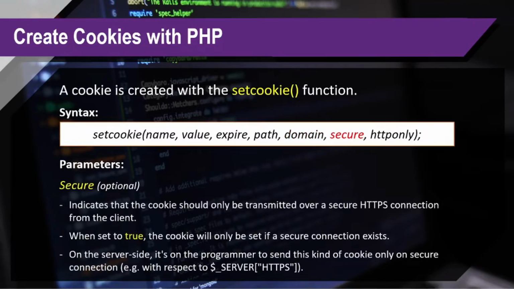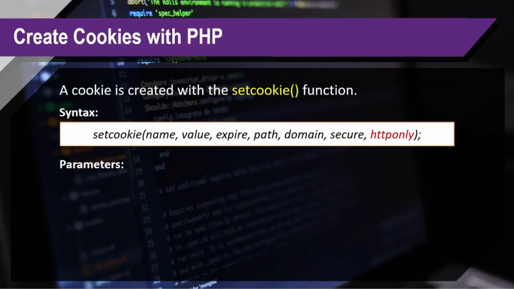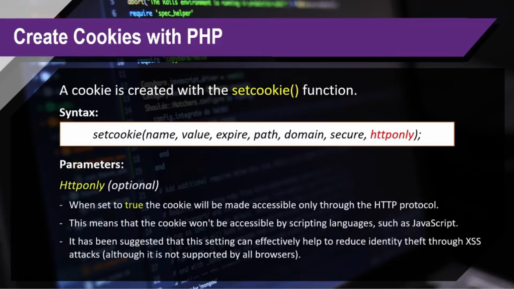So for the secure parameter, it's also optional, which indicates that the cookie should only be transmitted over a secure HTTPS connection from the client. When set to true, the cookie will only be set if a secure connection exists. On the server side, it's on the programmer to send this kind of cookie only on a secure connection, with respect to $_SERVER['HTTPS']. Okay.